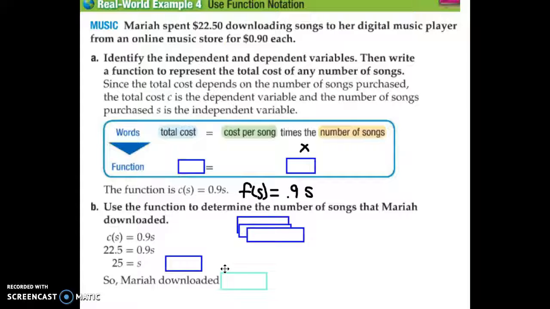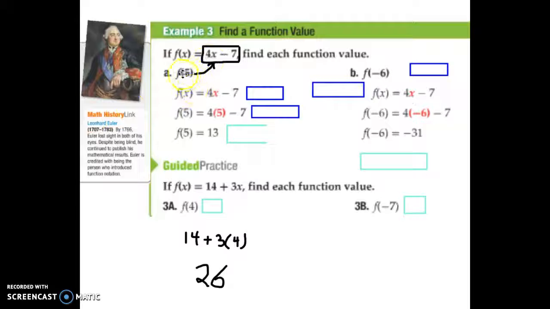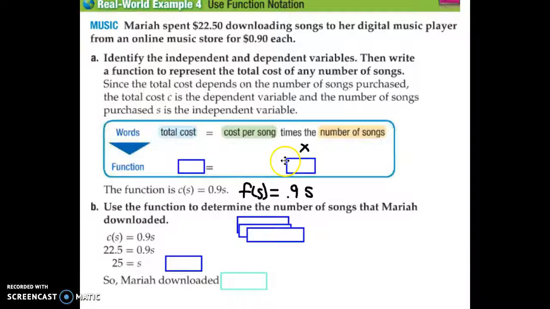Alright, so there's lots of things we do with functions. The biggest thing we do is we evaluate them. We plug in a value, see what comes out. It's like a machine. You put something in, what comes out. And then here's your real world example.